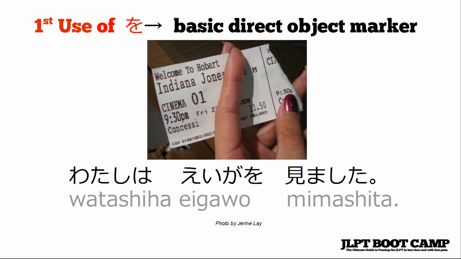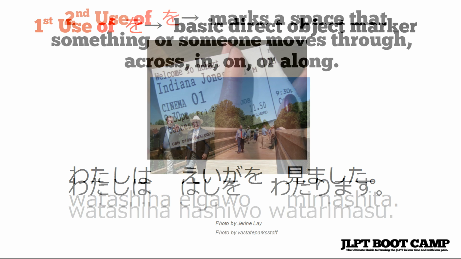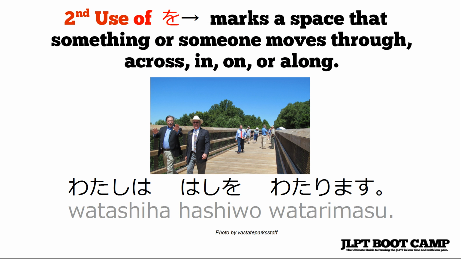In general, there are some exceptions where the O particle can be switched out for other particles. I go over that a little bit more in the PDF on the premium site, but for the most part, O marks the basic direct object.